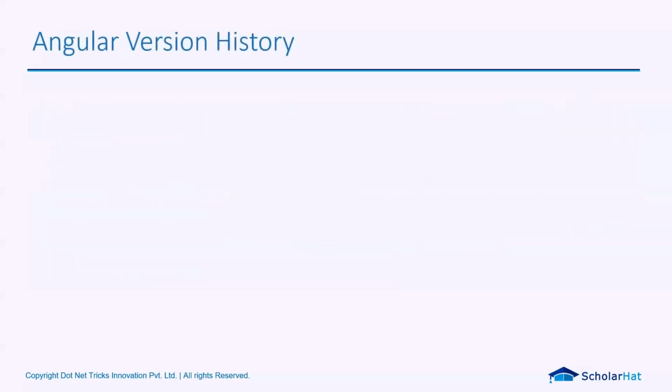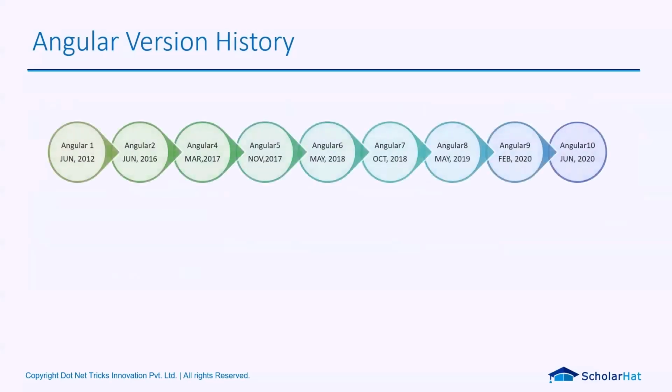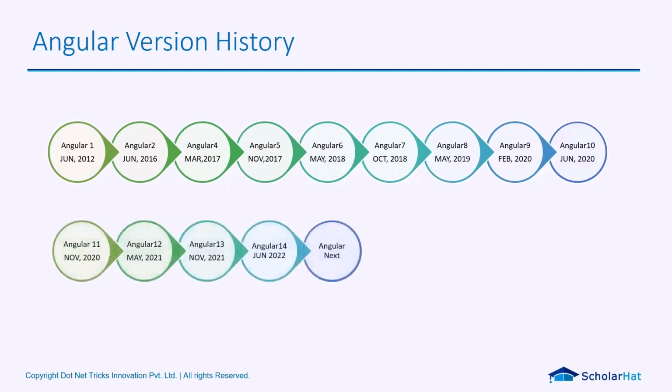Angular version history. If you're looking at how many versions of Angular have been released so far, Angular 1 was released in 2012. The initial version of Angular used JavaScript to write the code. Starting from Angular 2, they adopted the TypeScript syntax. So now, starting from Angular 2, we have TypeScript as the programming language to write Angular code.